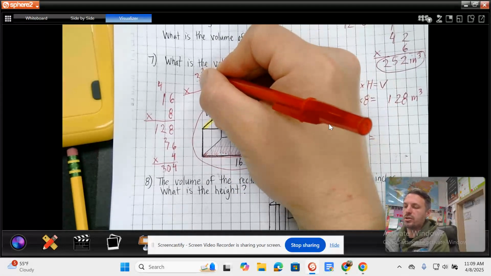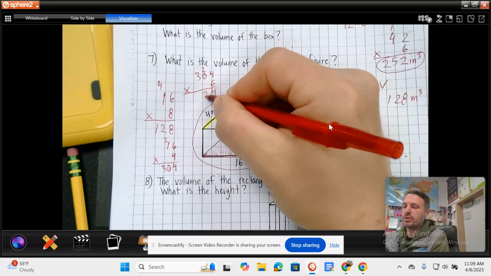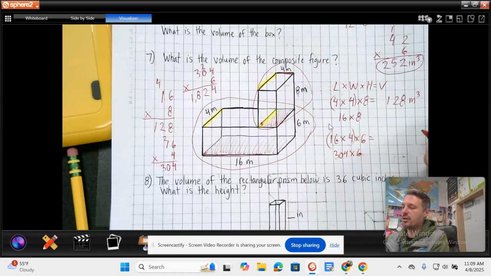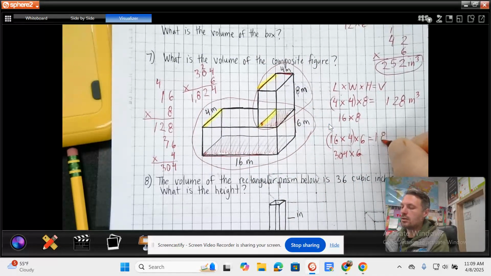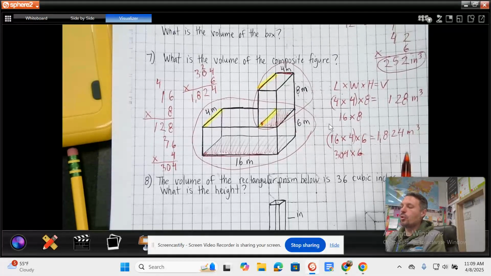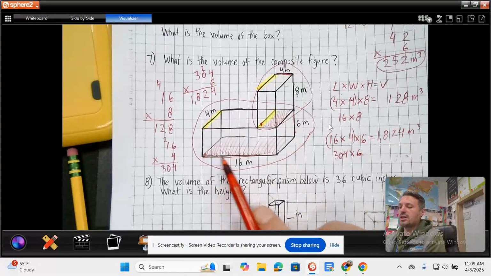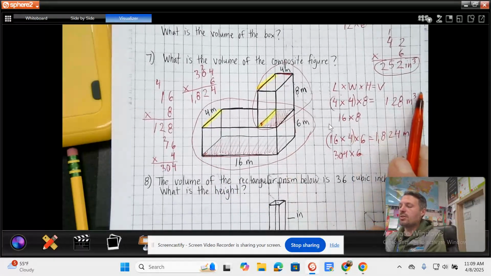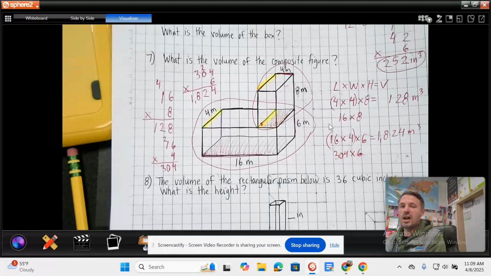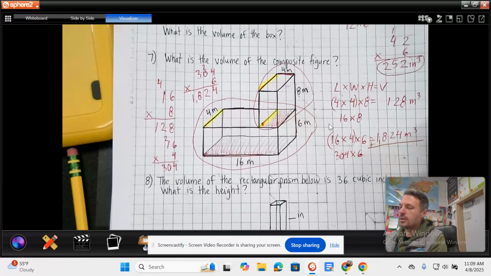6 times 4 is 24. 6 times 0 is 0, plus 2 is 2. And 6 times 3 is 18. So that's 1,824 meters cubed. So 1,824 is the volume of the bottom rectangular prism. 128 meters cubed is the volume of the top three-dimensional figure. So now what we have to do is add those two volumes together.